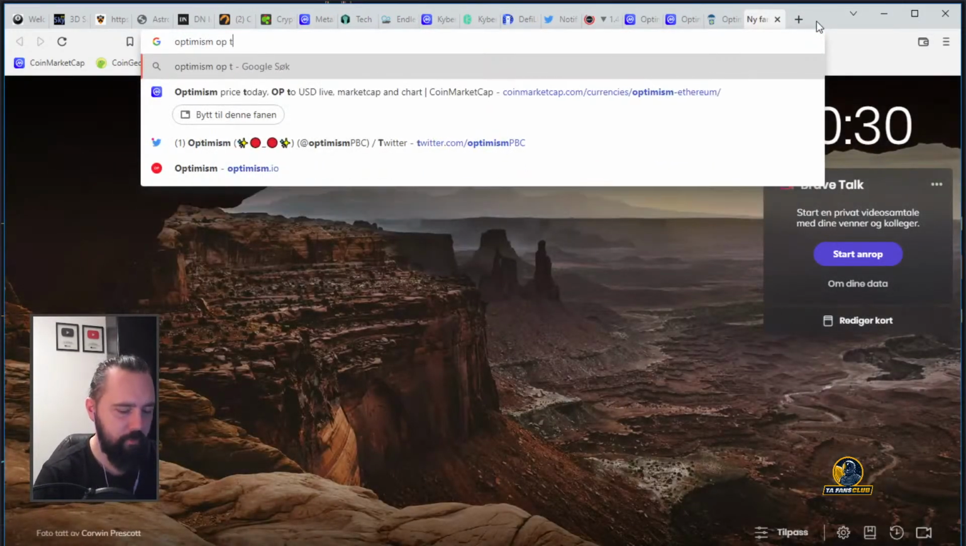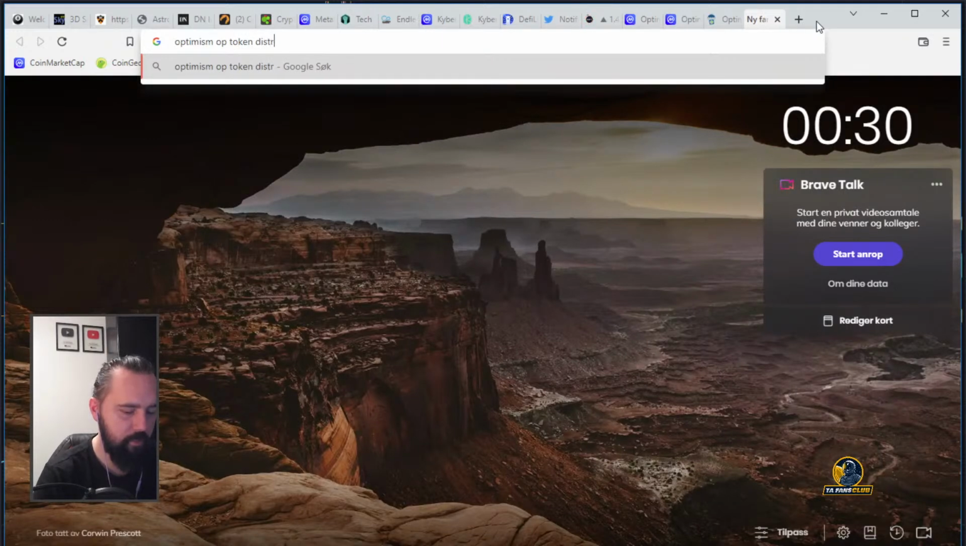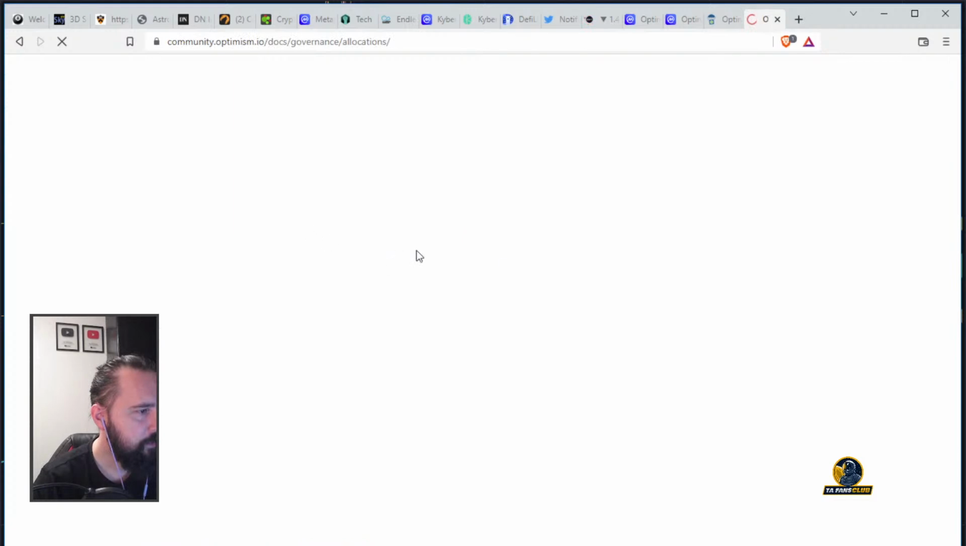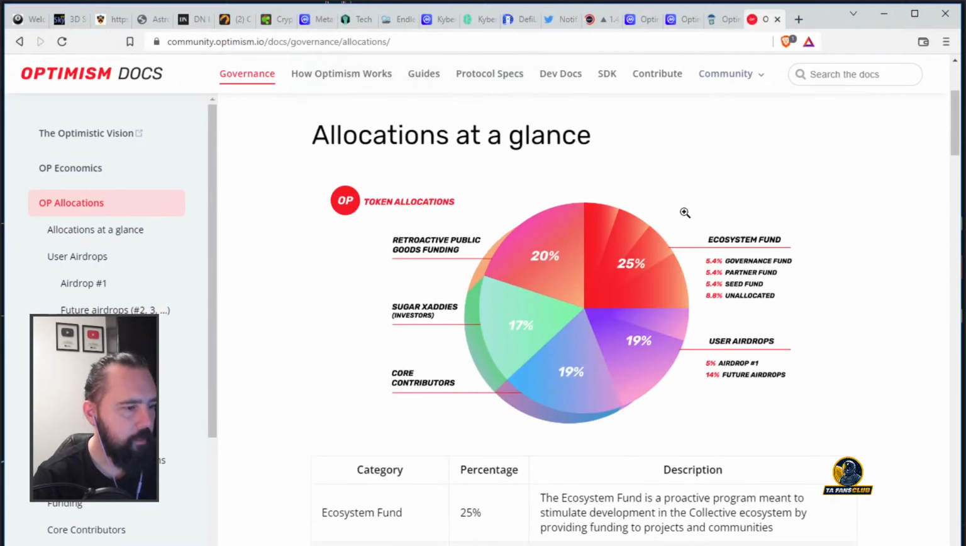Optimism OP token distribution. Core airdrop 5%. So 19% was the airdrop. 5% airdrop number 1, 14% future. So they only airdropped 5%. I figure it's gonna go down to 140.